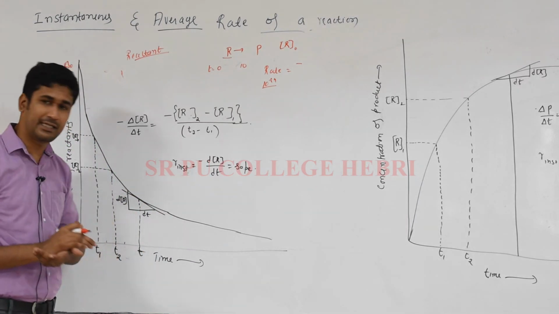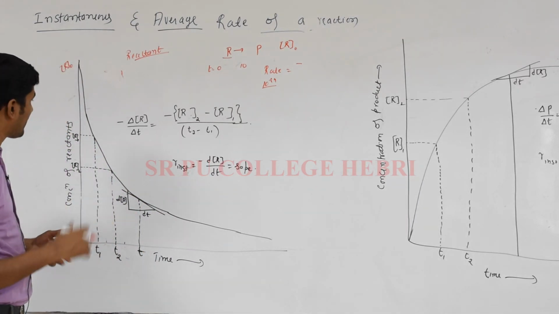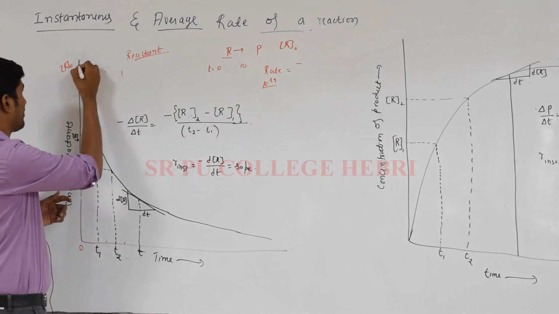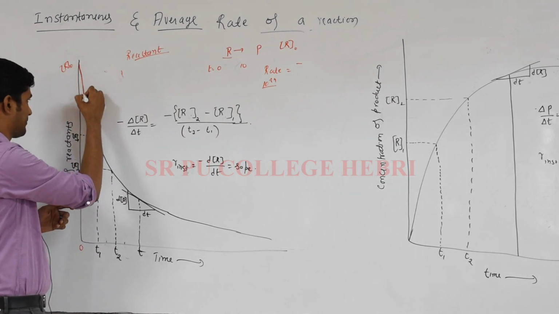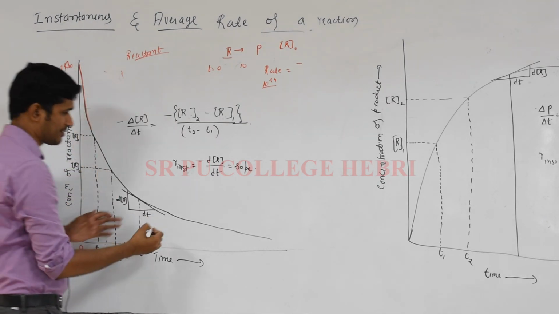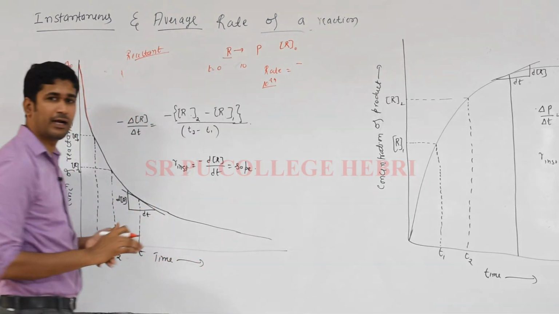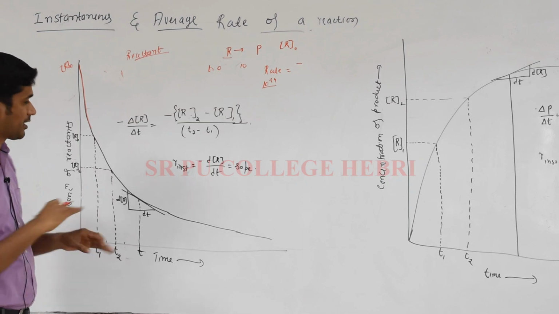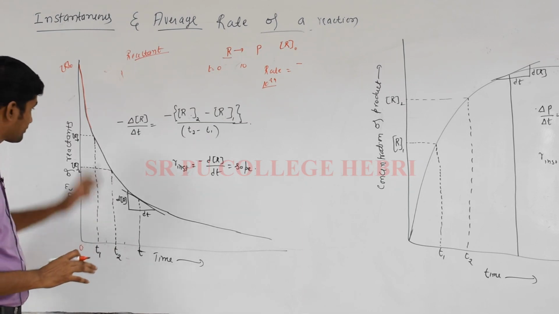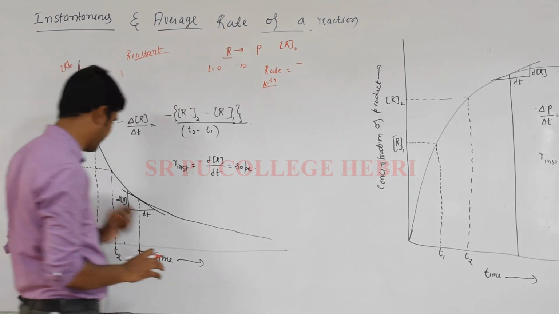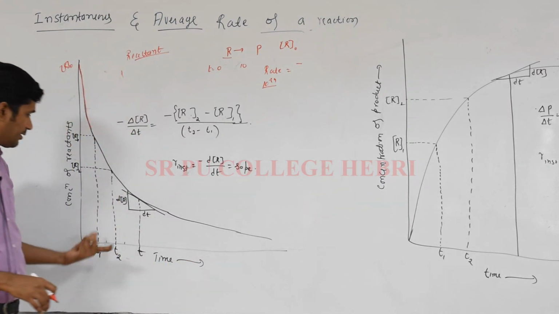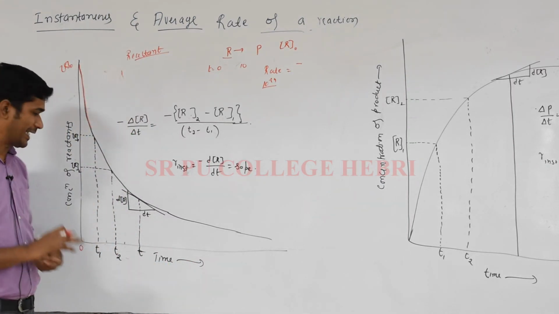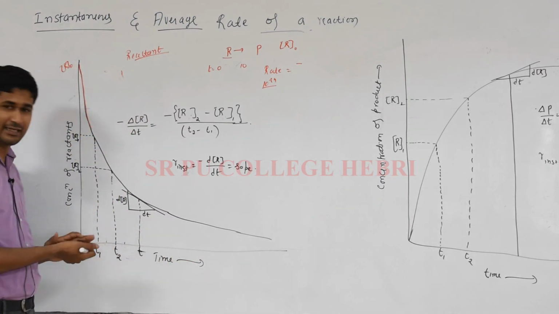As time passes, the concentration of reactant slowly decreases, and at one particular time it becomes 0 for a reaction that goes to completion, while for an equilibrium reaction it remains constant. Now look at this graph. Here I have taken two different time intervals. Along the x-axis I have taken time.